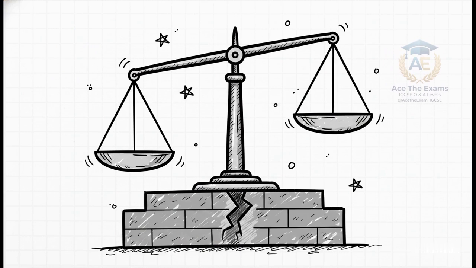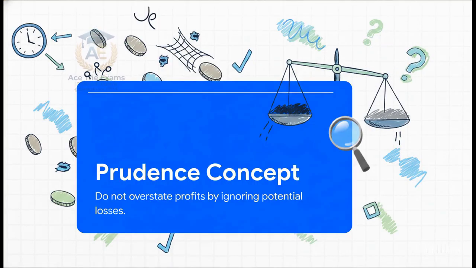I want you to think of the accounting equation like the load-bearing foundation of a skyscraper. If a complex transaction happens and that foundation shifts even a millimeter out of balance, well, your entire financial structure collapses. The equation just must be perfectly maintained at all times during the fiscal period. Which brings us straight to the prudence concept. Do not overstate profits by ignoring potential losses.